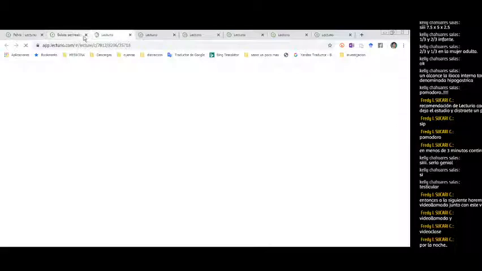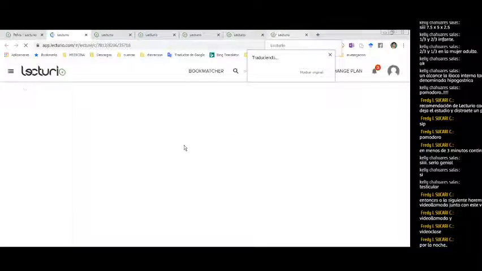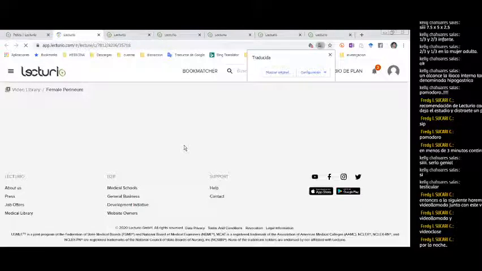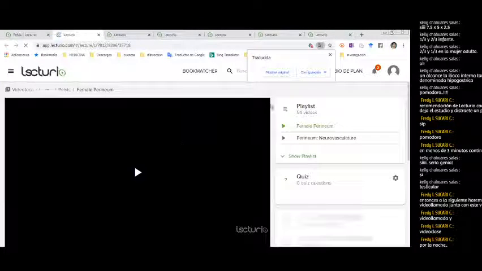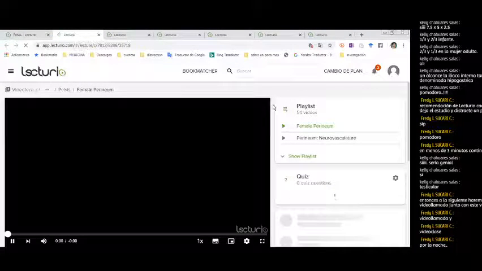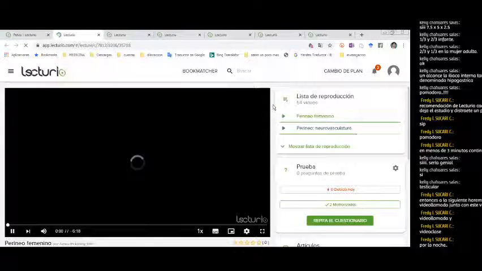Ok, siguiente. Falta 1, 2, 3, 4, 5. 5 por 3, 15. ¿Cuánto dura cada uno? No quiero extender esto más. Va a tardar un poco más de tiempo, ¿verdad?